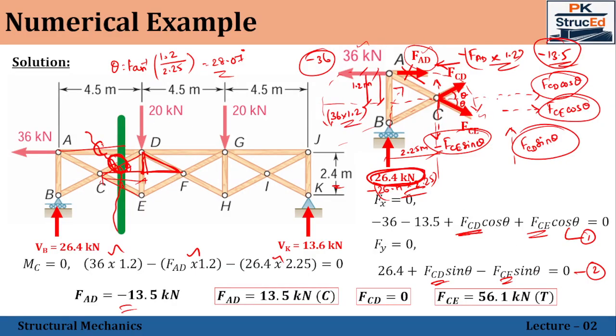So now we got this. The AD member is a compression member. Let me erase the other things. So this member is a compression member, having a value of 13.5 kilonewton. The CD member is a zero force member, which will not have any value. And the CE member is in tension, with a value of 56.1 kilonewton. This is what has been asked. These three members only were asked to find out. Okay. Thank you.